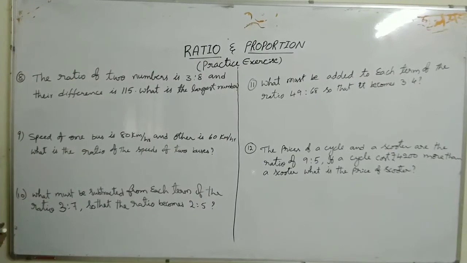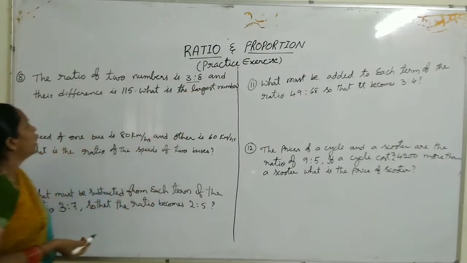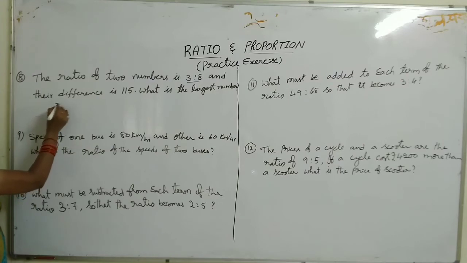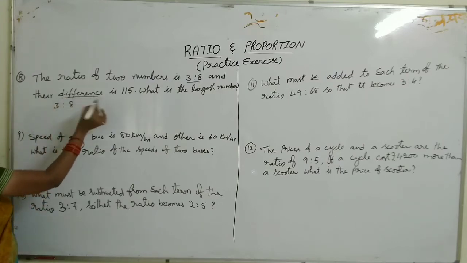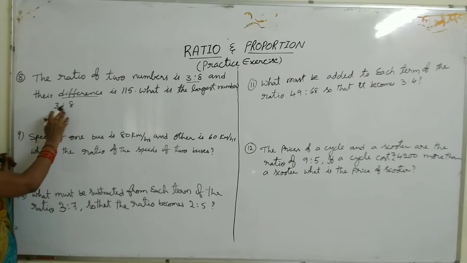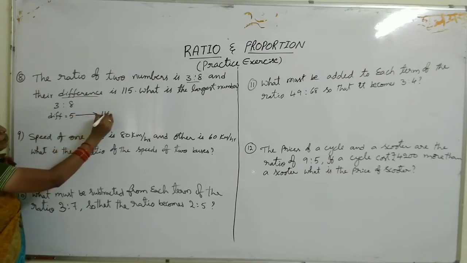Question number 8. The ratio of two numbers is 3:8, and their difference is 150. What is the largest number? Here the given ratio is 3:8. And what is given here? The difference. When we subtract, 8 minus 3, that is 5 units. Difference is equal to 5 units. Value of difference is 150.